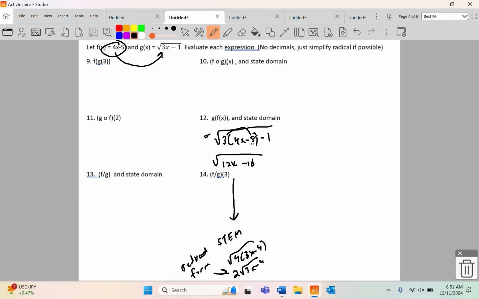But anyways, most kids are going to be good there. So 12x minus 16 is bigger than or equal to 0 because we have the square root rule. So 12x is greater than or equal to 16. We divide out our 12, and 16 over 12 reduces down to 4/3. So all values of x such that x is greater than or equal to 4/3. Ta-da! All right, next up is division.